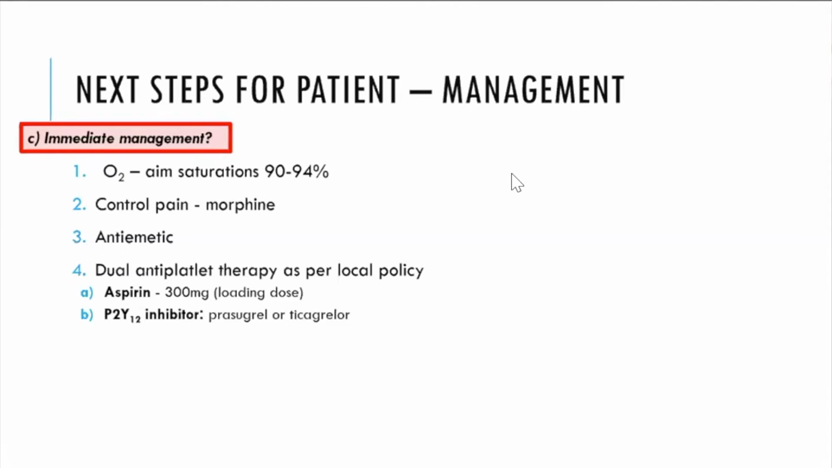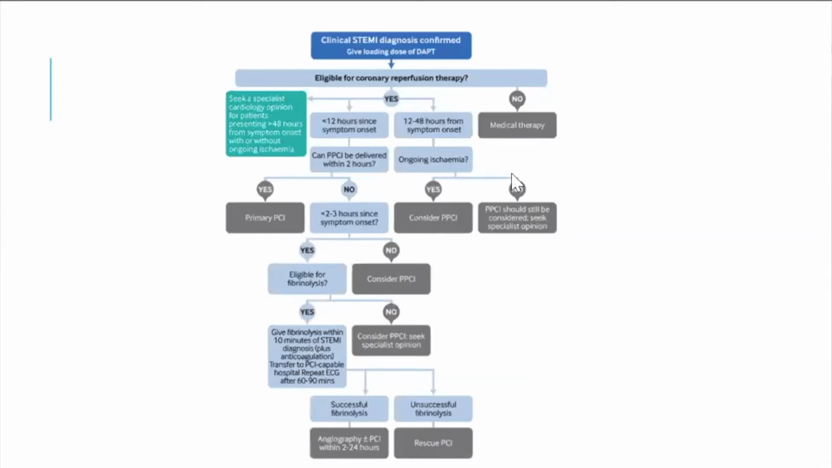That's the nice guidance. GTN can be helpful again in relieving the load and relieving pain as well. And then you need to think about thrombolysis if PCI can't be offered. This is a nice schema. This is from the BMJ. You can't necessarily see it very clearly on the small screen, but you'll have it in the slides. So I'd urge you to go and have a look at it.